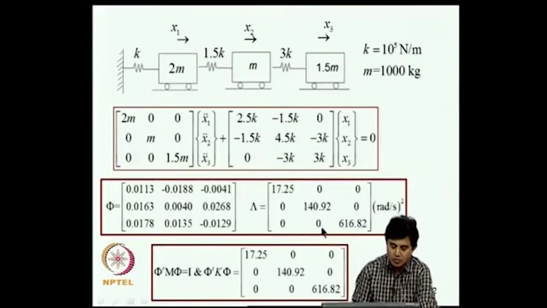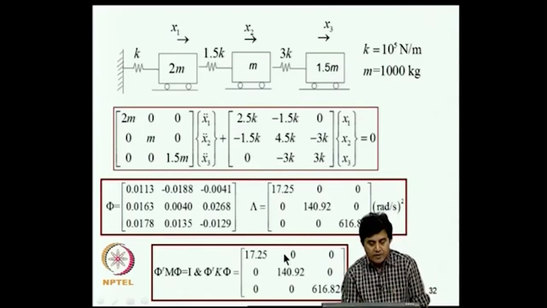Suppose you consider now a 3-degree-of-freedom system, and these are the parameters. You can easily write the equation of motion. So, this is the equation of motion, this is the mass matrix, this is the stiffness matrix, and if you carry out the eigenvalue analysis, you will see that the modal matrix is given by this. This is the diagonal matrix of squares of natural frequencies, and this modal matrix is mass normalized, you can verify that, and phi transpose k phi is nothing but this lambda. So, this is an exact result.